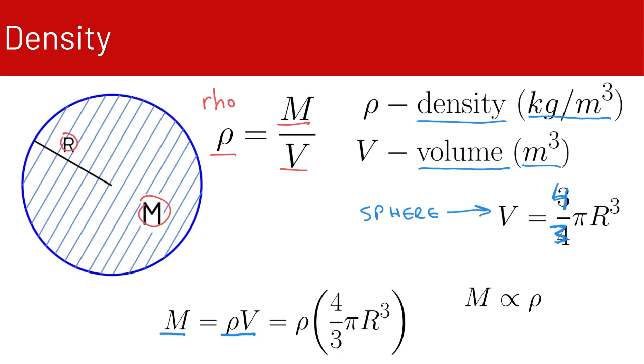So notice that mass is proportional to the density, and it's proportional to the radius cubed of the object. So as rho increases, so as the density increases, the mass increases. And as the radius of the object increases, so does the mass. So a larger object has greater mass, and the more dense the object is, the greater the mass it has.